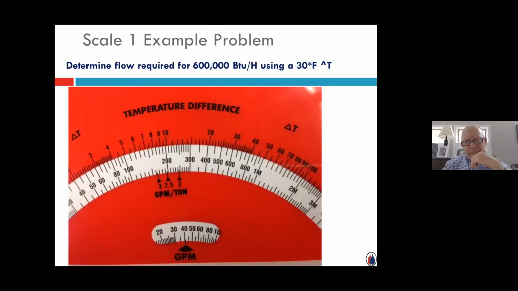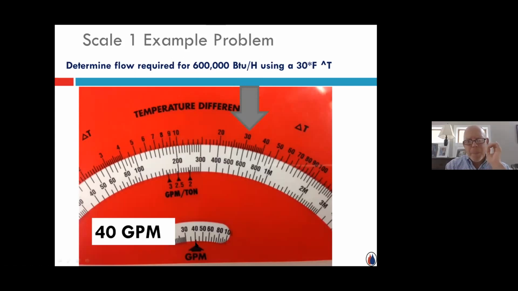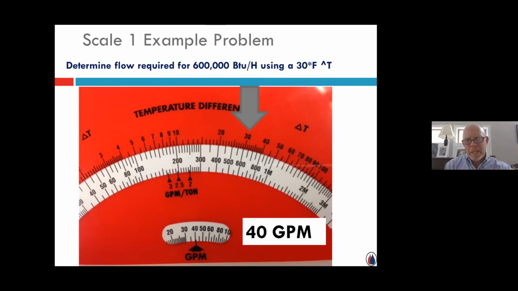So again, same exercise: take the 600,000 BTUs and line it up opposite my design delta T of 30. I read in the small window, 40 gallons a minute. 40 GPM will move 600,000 BTUs when you design it on, say, maybe 120 to 90 or something like that, or 130 to 100, with that 30-degree delta T.